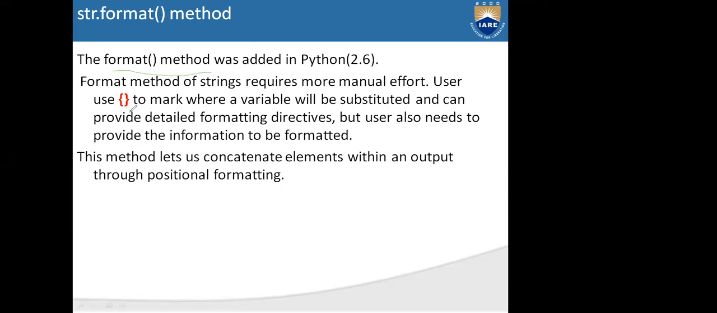So how to write? By using these flower brackets. Wherever this flower bracket is there, in that particular flower bracket, the respective parameter is going to be passed to us. Previously, the parameter was passed to a specified placeholder, no?